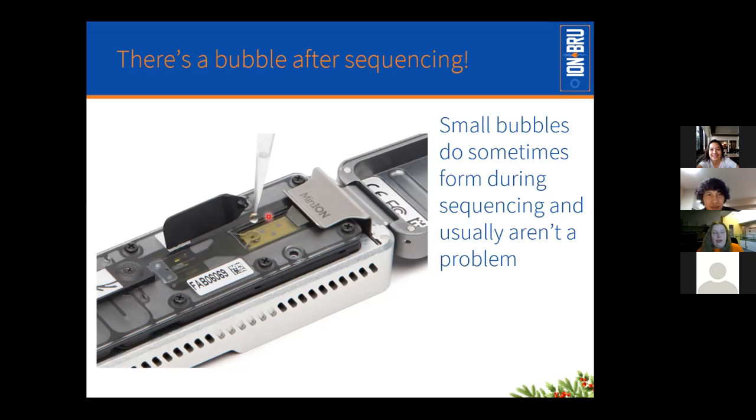Bubbles do appear during sequencing. They're very small and they're usually not a problem. They're usually so small that they don't actually reach the pores. They're just right on the surface near the plastic.